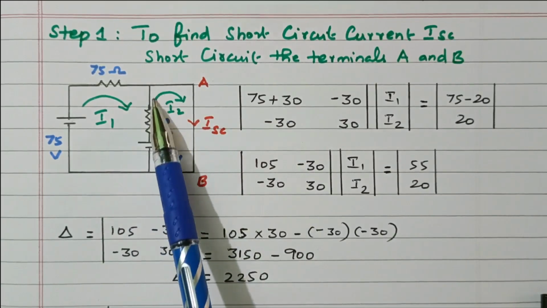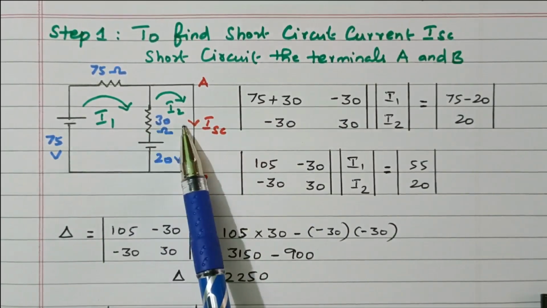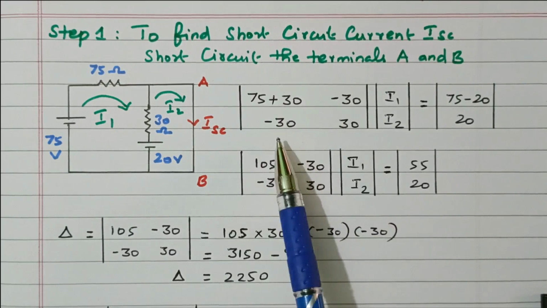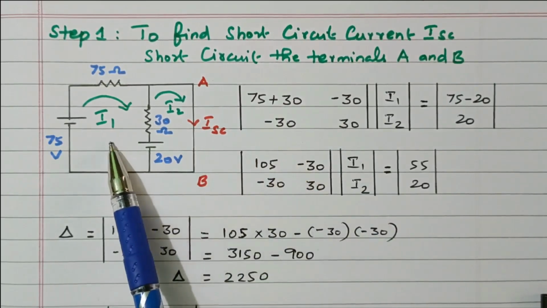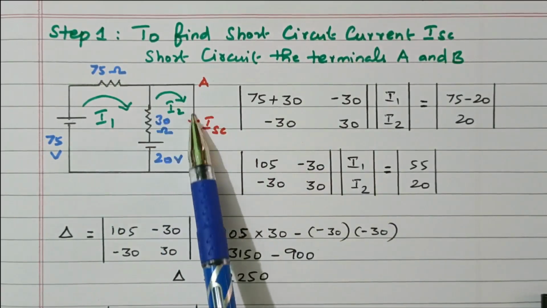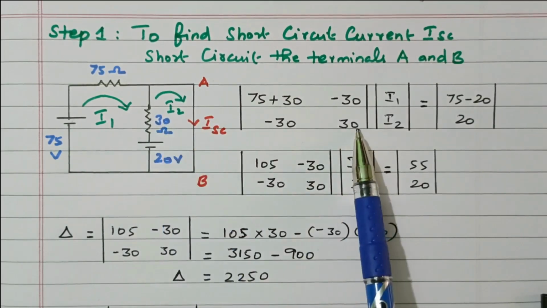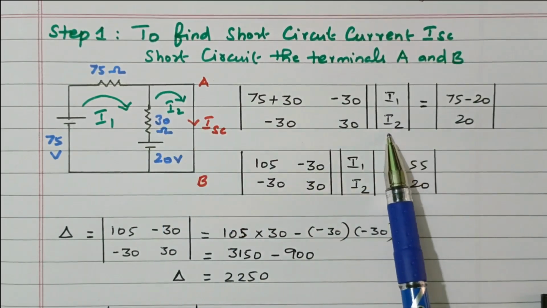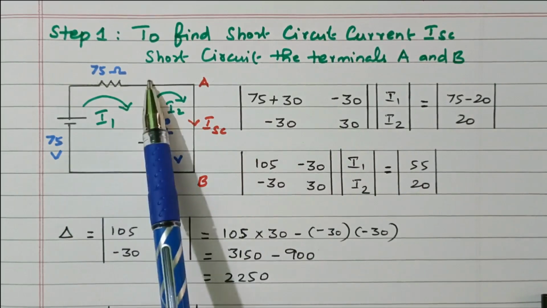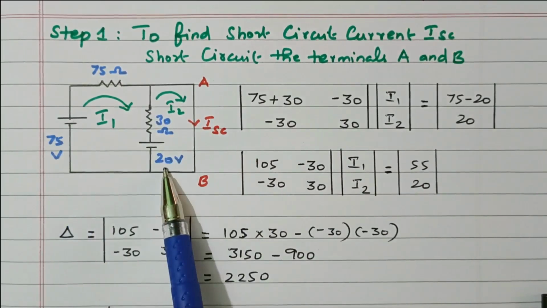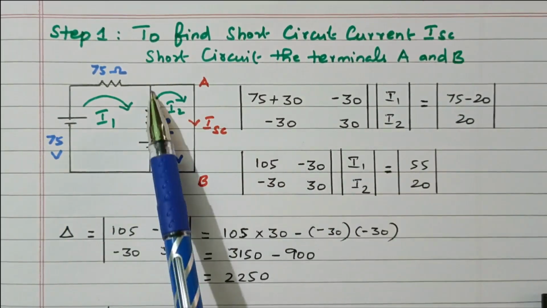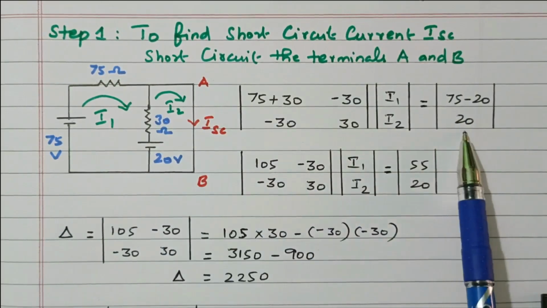R12 and R21 are the resistance between the first loop and the second loop. This 30 ohm is available between the first loop as well as the second loop. So minus 30. Other than the diagonal, all elements are negative. So minus 30, minus 30, commonly available between loop 1 and loop 2. Then R22 is the resistance available in the second loop. In the second loop only 30 ohm is available. The currents are I1, I2: current in the first loop I1, second loop I2. Then the voltage. In the first loop, 75 volt and 20 volt are both available, connected in opposition. So 75 minus 20. In the second loop, only the 20 volt source is available, 20.